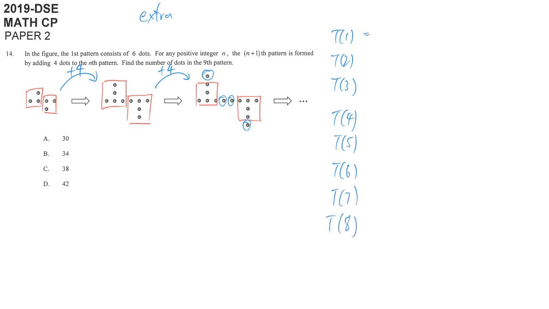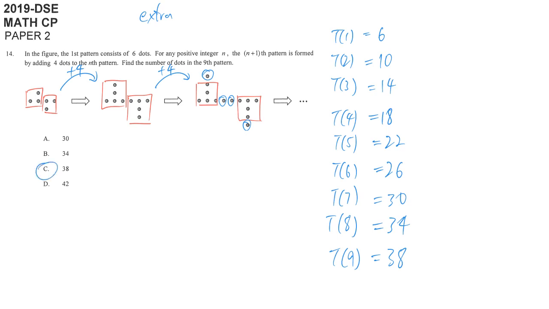Every time you just add 4 on it. The first one you have 6, so add 4 we have 10, add 4 we have 14, add 4 we have 18, add 4 we have 22, add 4 we have 26, add 4 we have 30, and then add 4 we have 34. Finally, our target, we have 38 in total, so the answer is C.